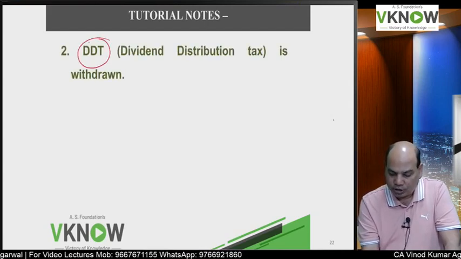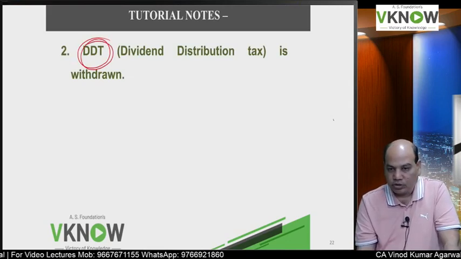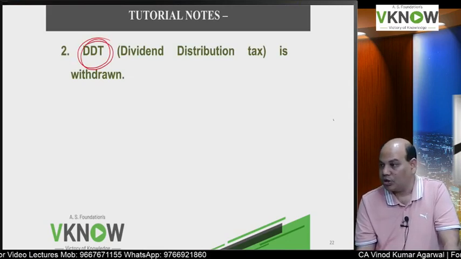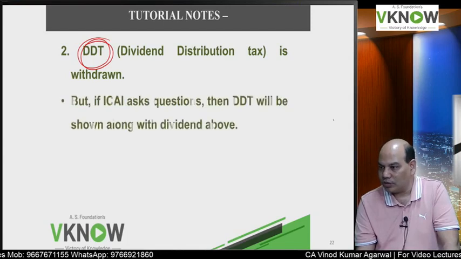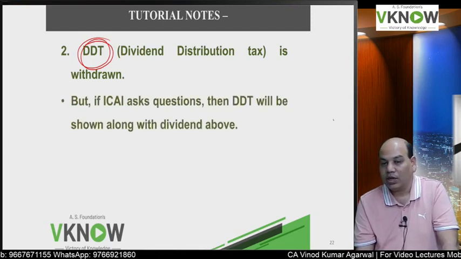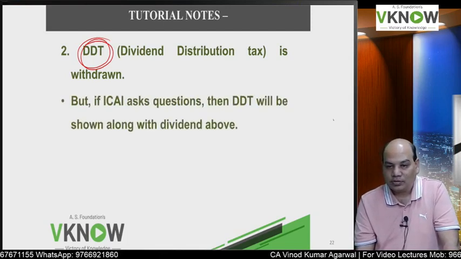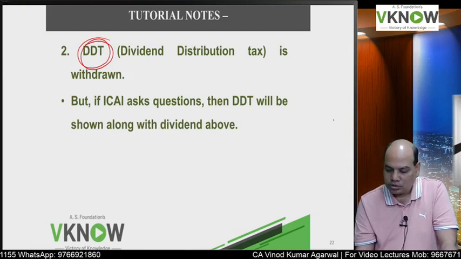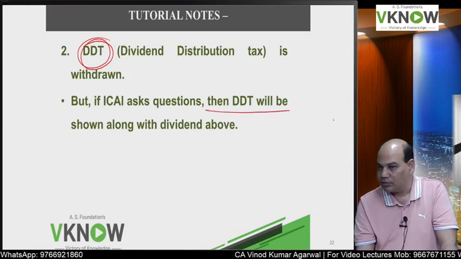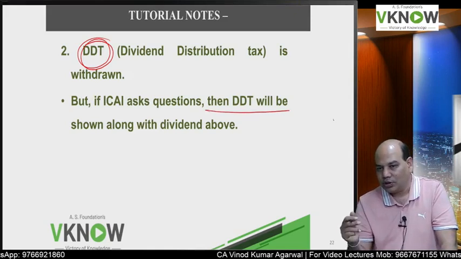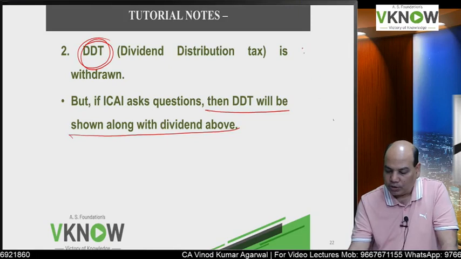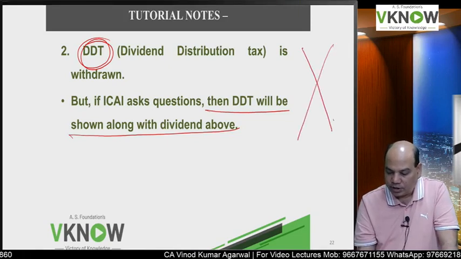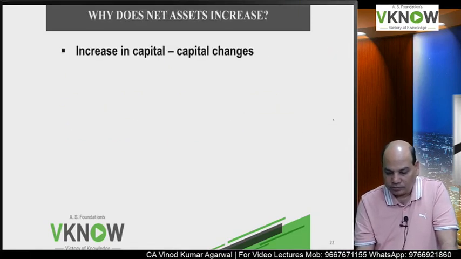Although not important anymore, dividend distribution tax is withdrawn. And I have not seen a question also in the last 2-3 years on dividend distribution tax. But if suppose by mistake it is asked, what will you do? Just like you have deducted dividend, you deduct the dividend distribution tax also along with dividend. So not very important, just a passing remark if it is given.